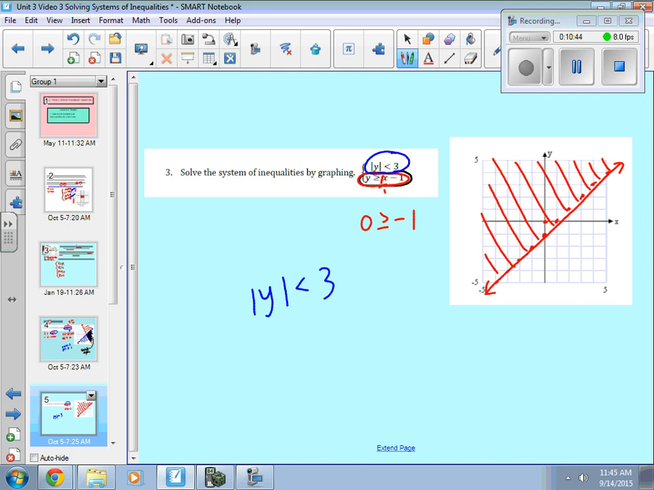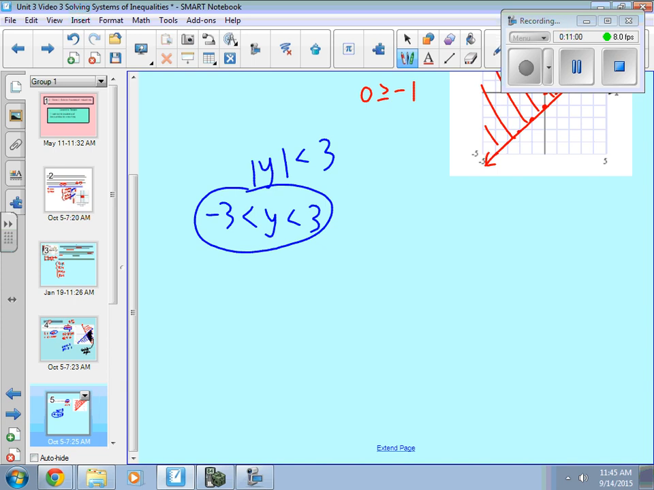So that can mean that y here is less than 3, but it could also mean that it's greater than the opposite of that, which is -3. So we want to graph out all the points in this region. To do that, you could kind of split it in half. Look at each part separately here.